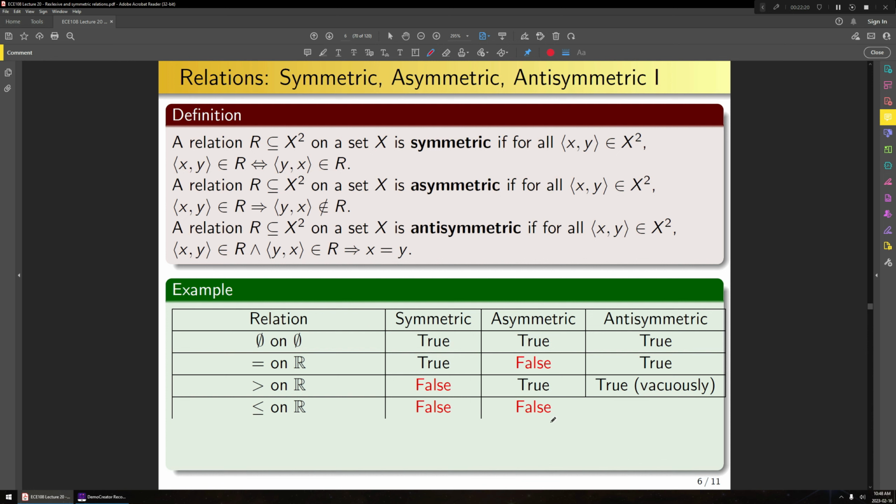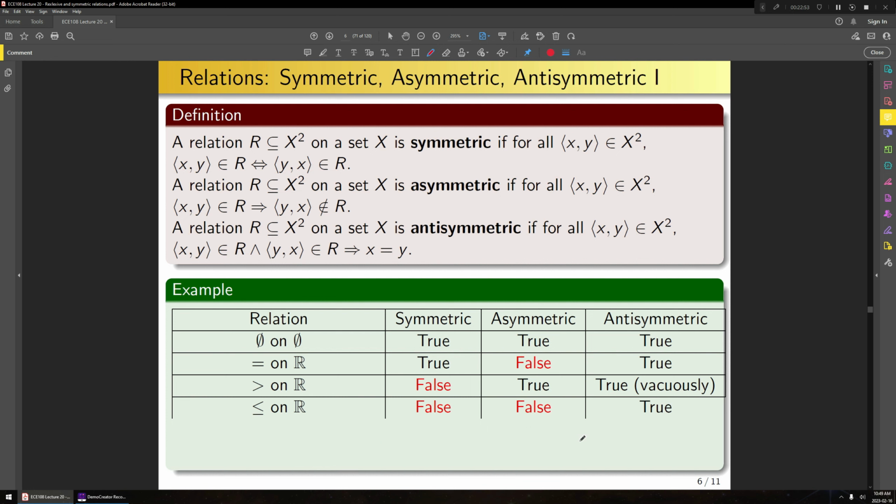Okay. So now for asymmetry, you basically ask the same question. Is it true that if x is less than y, does it follow that y is not greater than or equal to x? Well, yeah, that one's false. And then finally for antisymmetry, if x is less than or equal to y and y is less than or equal to x, does it follow that x is equal to y? Well, yes, so that one's true.